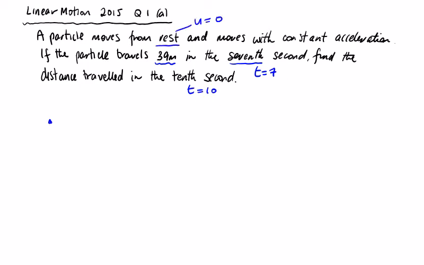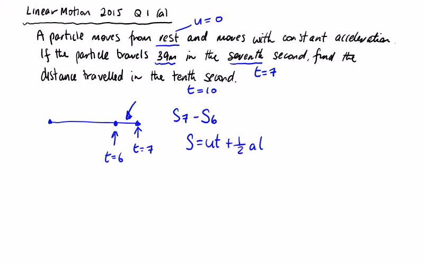So let's just jot something down, a little diagram. Let's say this is when t is equal to 7, and this one is t is equal to 6. The distance traveled in this little section is the distance traveled at 7 seconds minus the distance traveled for 6 seconds. So we use this formula, s is equal to ut plus a half at squared. We should be able to simplify down. What do we not know? We don't know a.